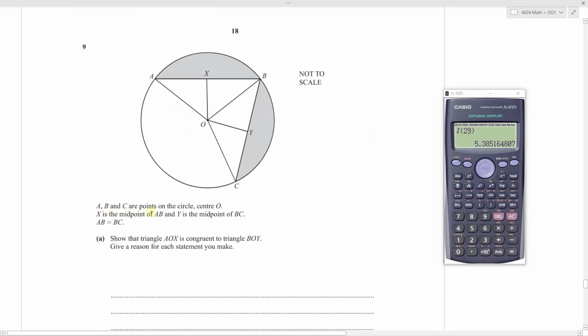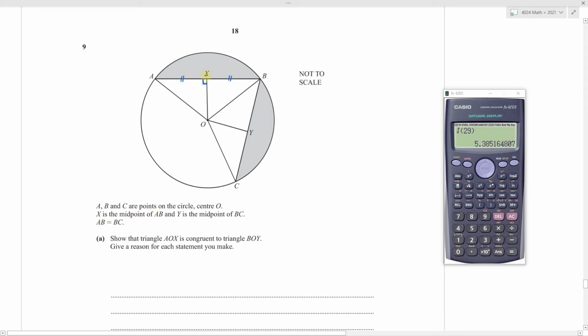Question number 9. A, B, C are points on the circle with center O. X is the midpoint of AB. So X is the midpoint. That means this length AX equals XB. And since this line from the center is bisecting this chord into two equal halves, we know that this angle will be 90 degrees. It's one of the angular properties of circles, that if a line from the center of a circle bisects a chord, it will make a 90-degree angle with the chord.